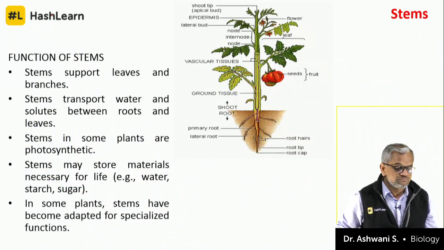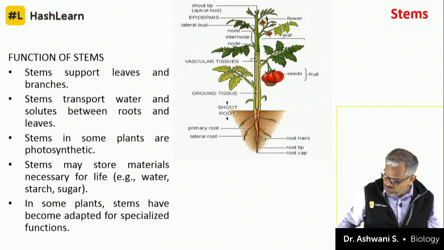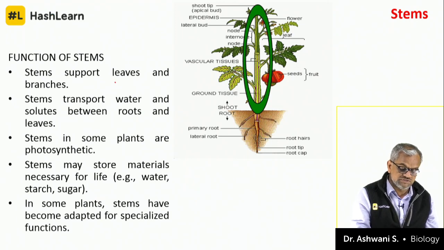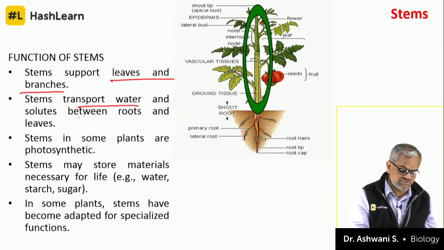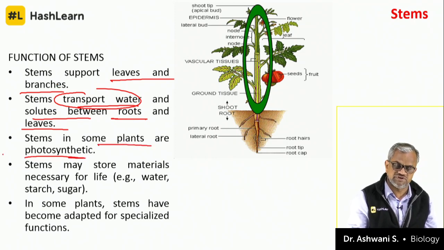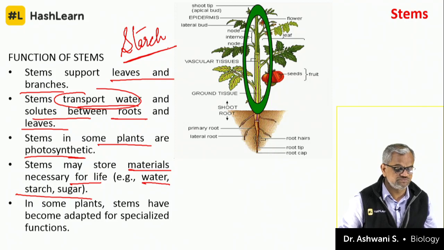So, Parvez, good evening. What exactly we are talking with reference to the stem: it supports leaves and branches, and transports water and solutes between roots and shoots. Do remember it transports water, it does not absorb water. Please make a note of that. Stems in some plants are photosynthetic, we will come back to it. Storage: stems may store material necessary for life, for example water, starch, sugar, and the reserve food material in plants is starch. Always remember, reserve food material.